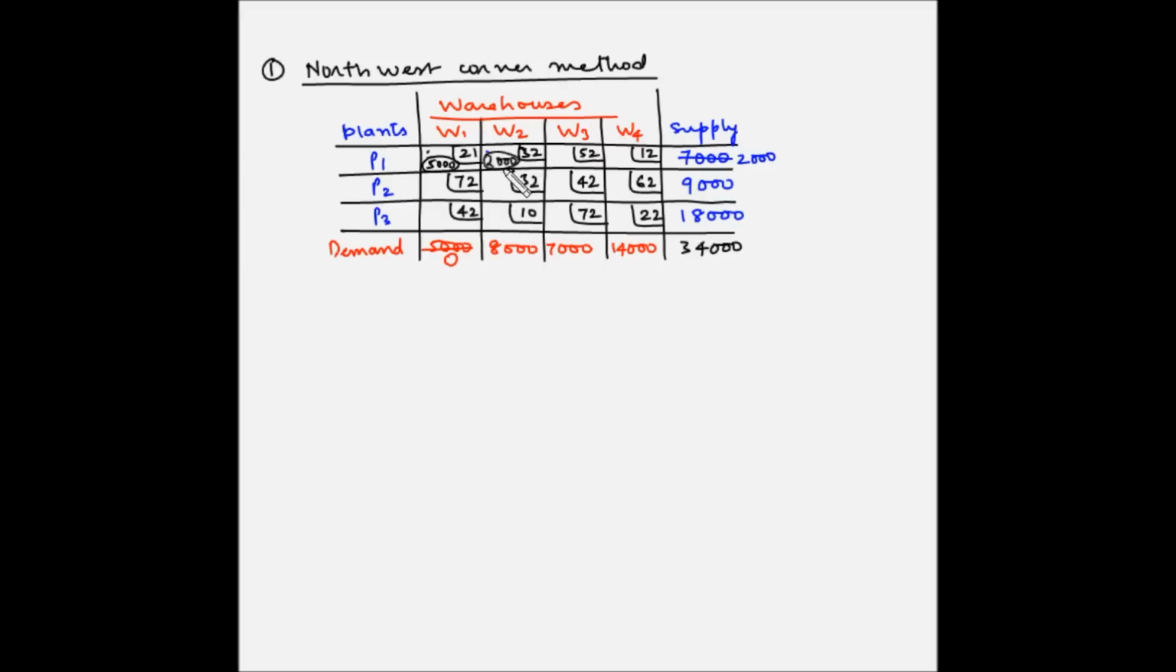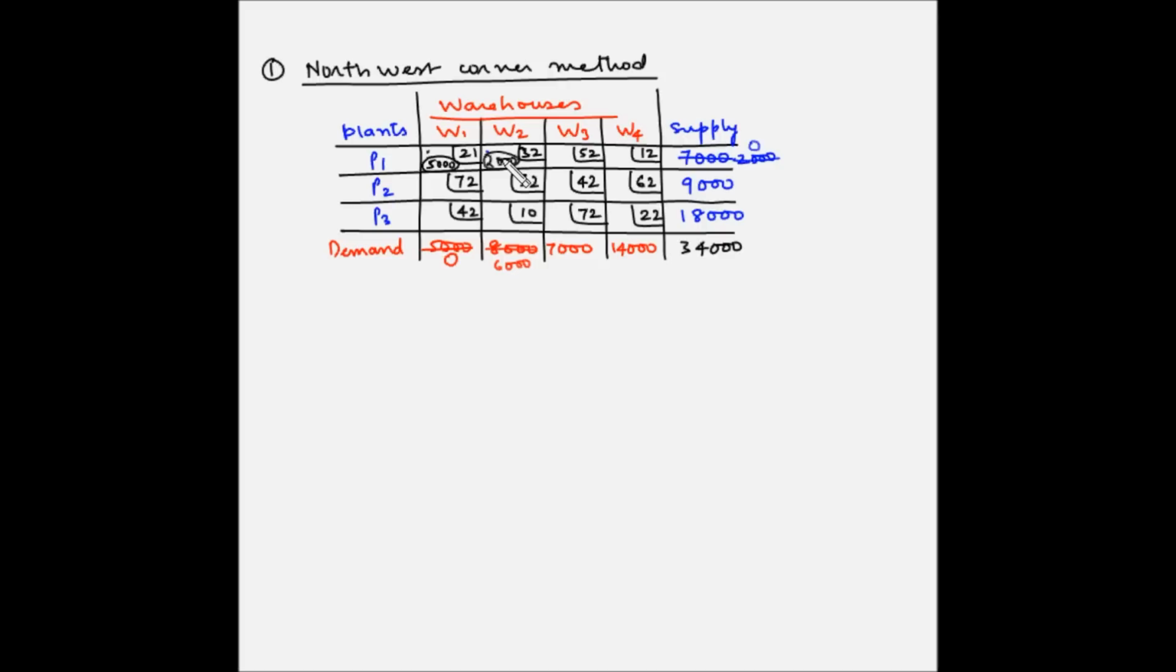So now with this allocation, the unsatisfied demand for W2 is now 8,000 minus 2,000, which is 6,000 units, while the supply has been completely exhausted. So the supply availability remaining now is 0 units. So we were on the square P1, W2. Now P1 has been completely allocated. However, W2 is still remaining.